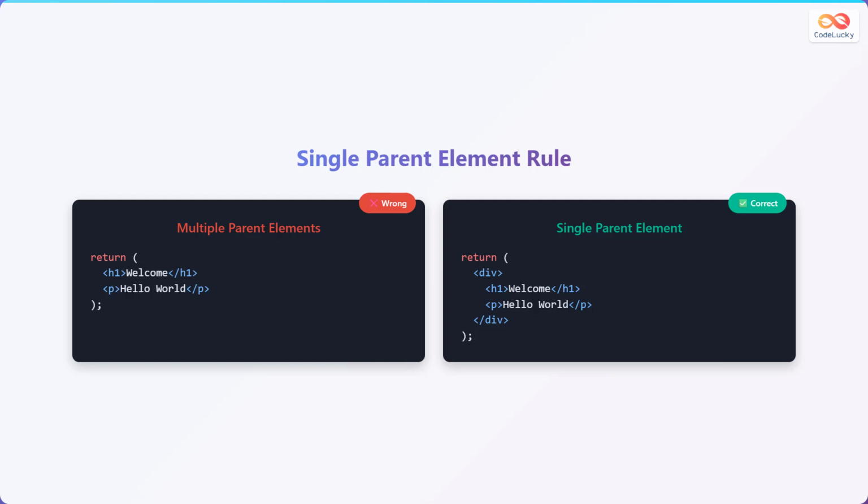Let's illustrate the single parent element rule. The code on the left violates this rule by returning two separate elements, an h1 and a p tag, without a common parent. The code on the right demonstrates the correct way. It wraps both the h1 and p elements inside a div, satisfying the rule of having a single parent element.